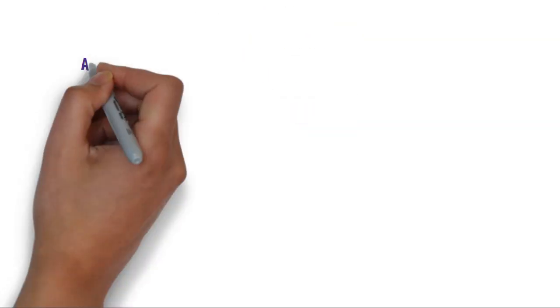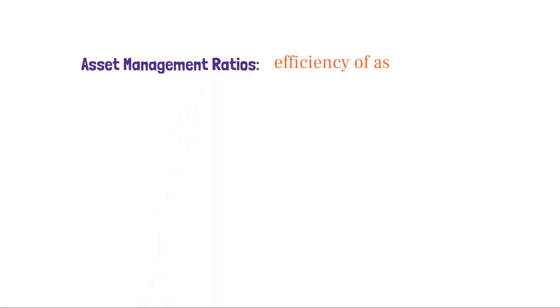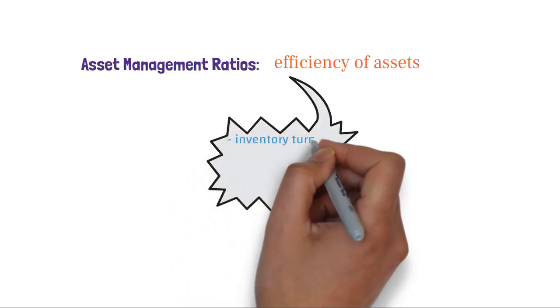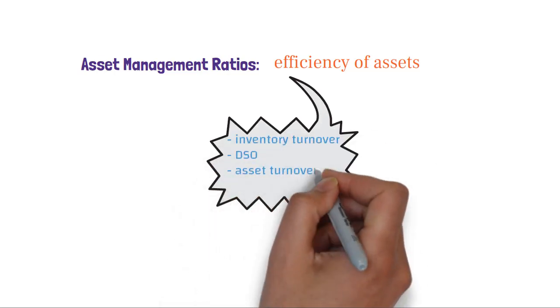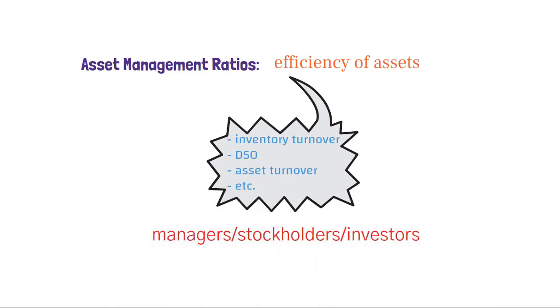Asset management ratios give an idea of how efficiently the firm is using its assets. Examples of ratios are inventory turnover, day sales outstanding, asset turnover, and many more. These ratios could be of interest to managers, stockholders, and potential investors.